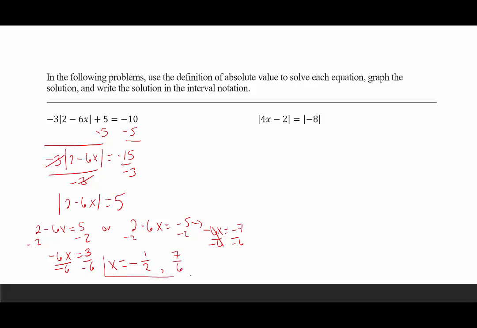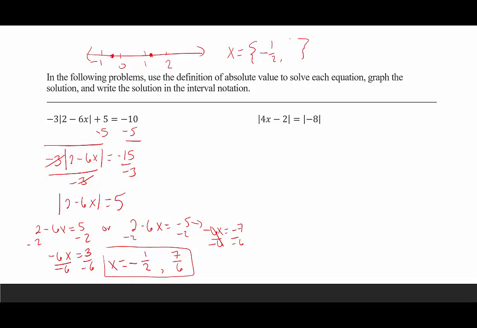Okay, so here's part 1. Part 2, let's graph these guys on a number line. So negative 1/2, I need negative 1, 0. 7 over 6, I need in between 1 and 2. So this is exactly halfway between negative 1 and 0. 7 over 6 is really close to 1, much closer to 1 than it is to 2. And then in interval notation, we're going to say negative 1/2, comma, 7 over 6.